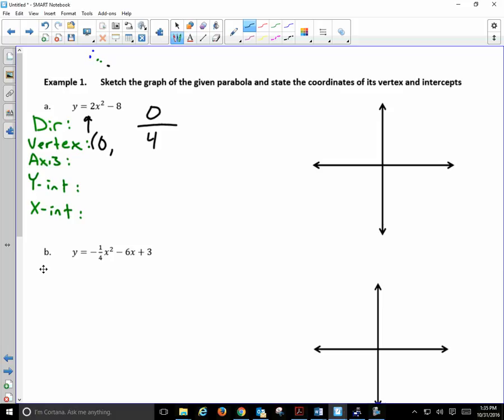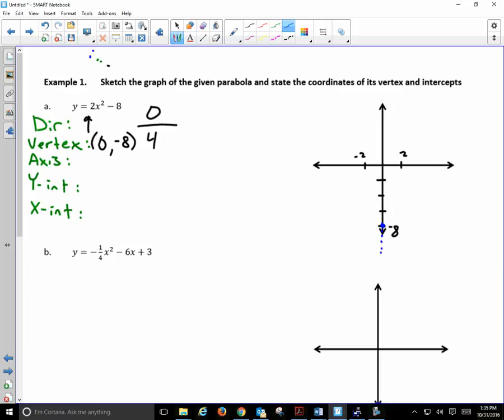What do I do now to find the y value? F of 0. So plug it in. 0 squared is 0, times 2 is 0, minus 8 is negative 8. I will make my graph because I like to see what it looks like. Plot my vertex, 0, negative 8.